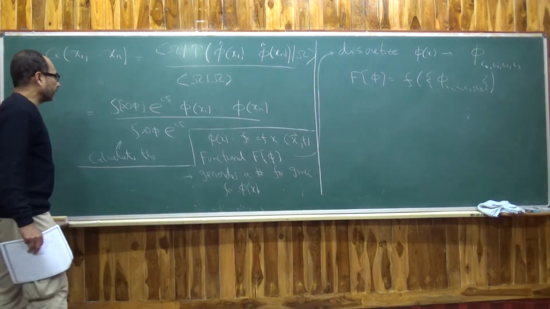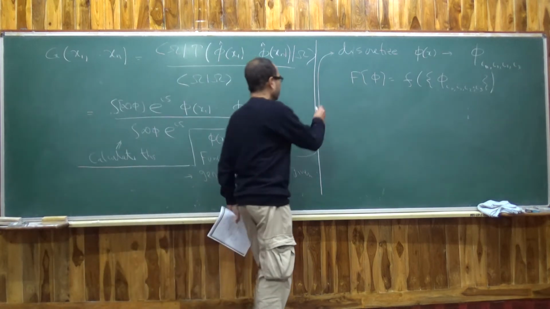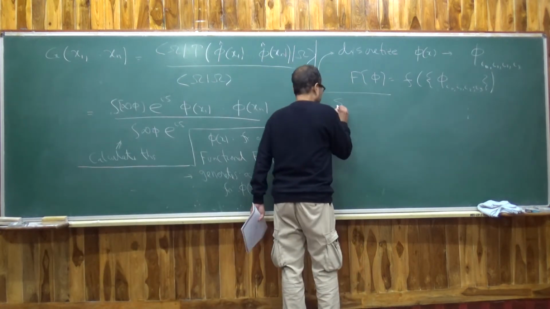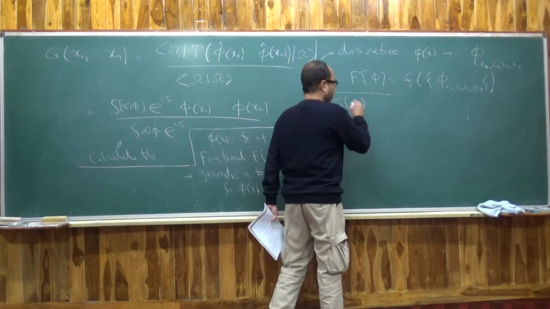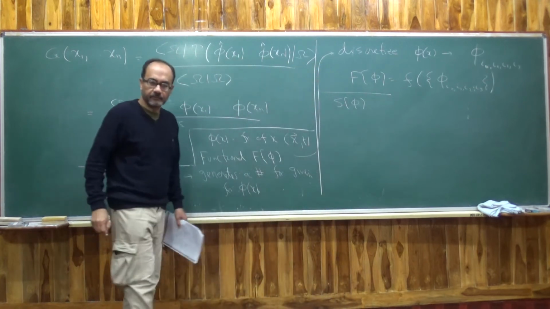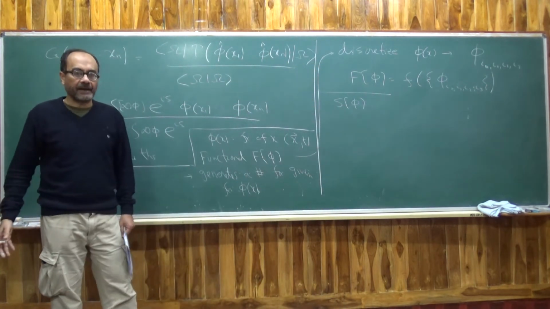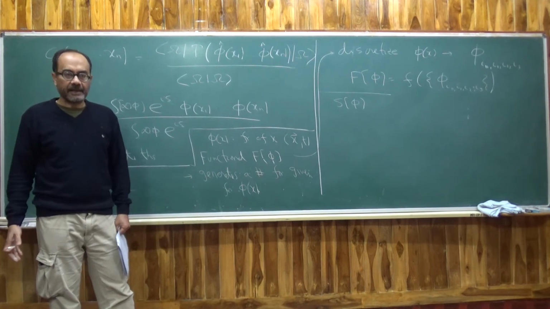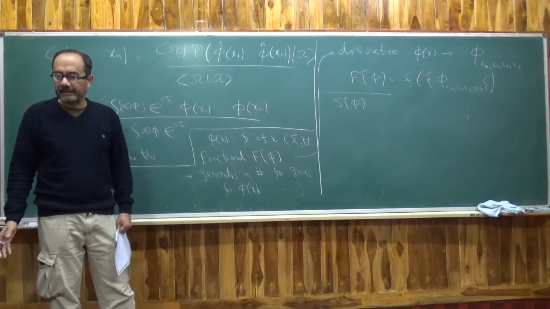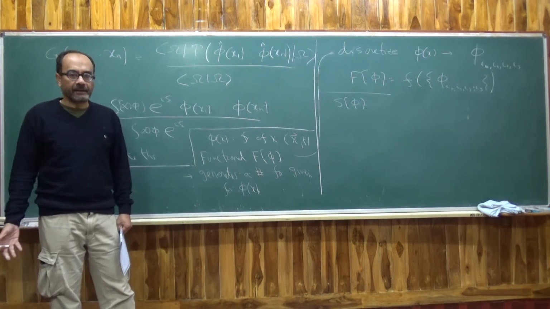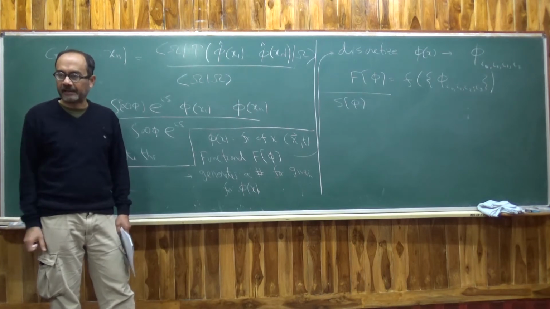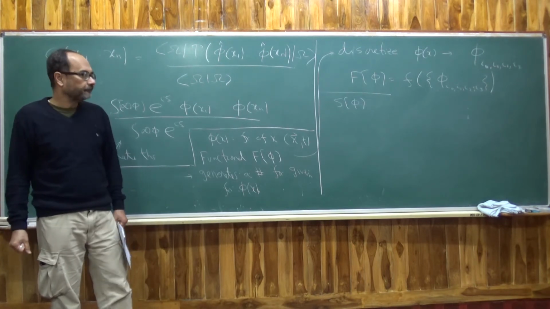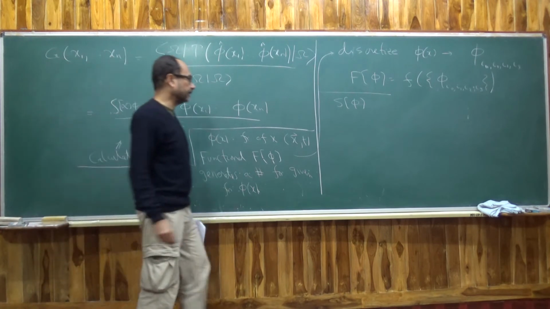So let's look at some examples. S of phi: we wrote down the expression for the action. This is a functional of phi, because given the whole function phi, S of phi gives a number, which is the integral of the appropriate Lagrangian density.